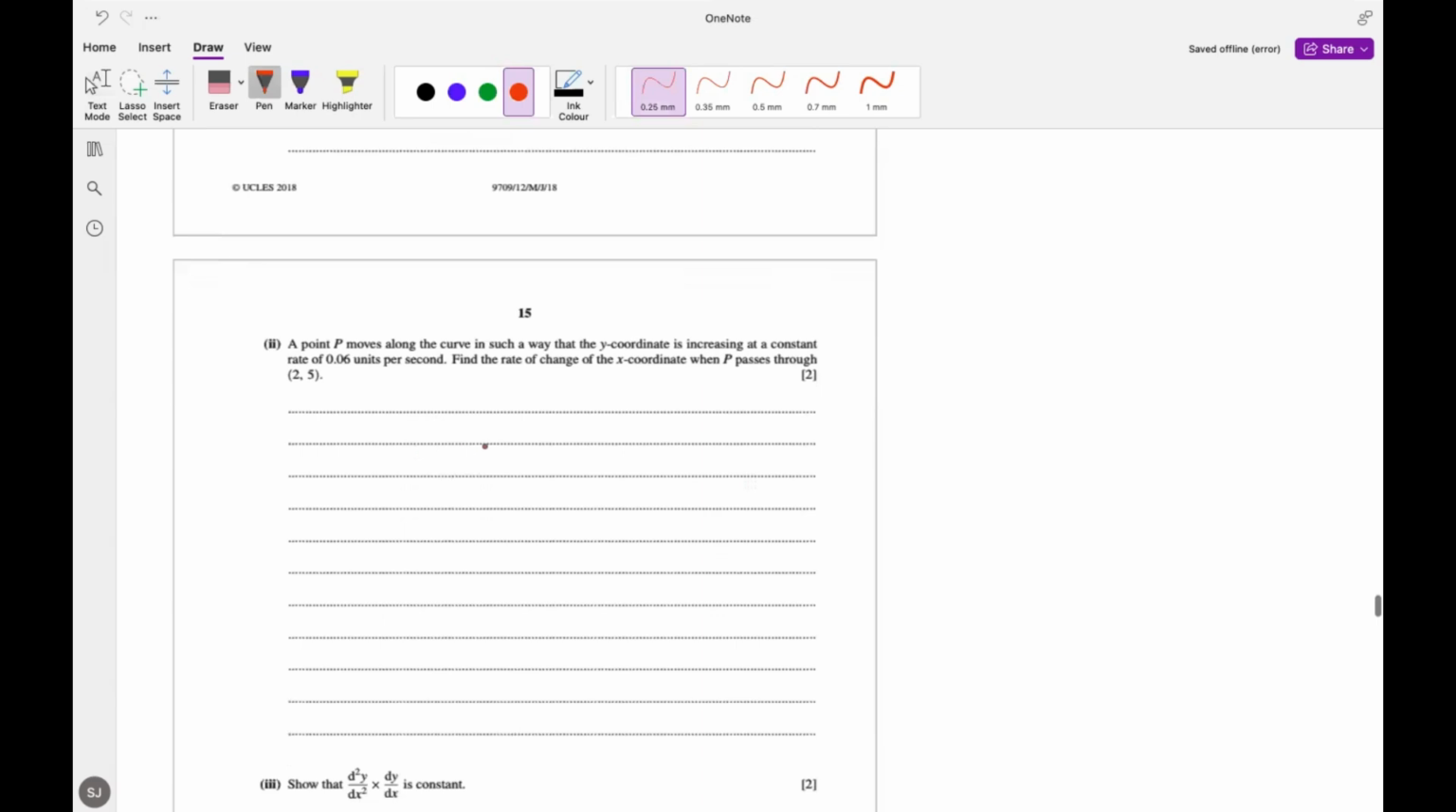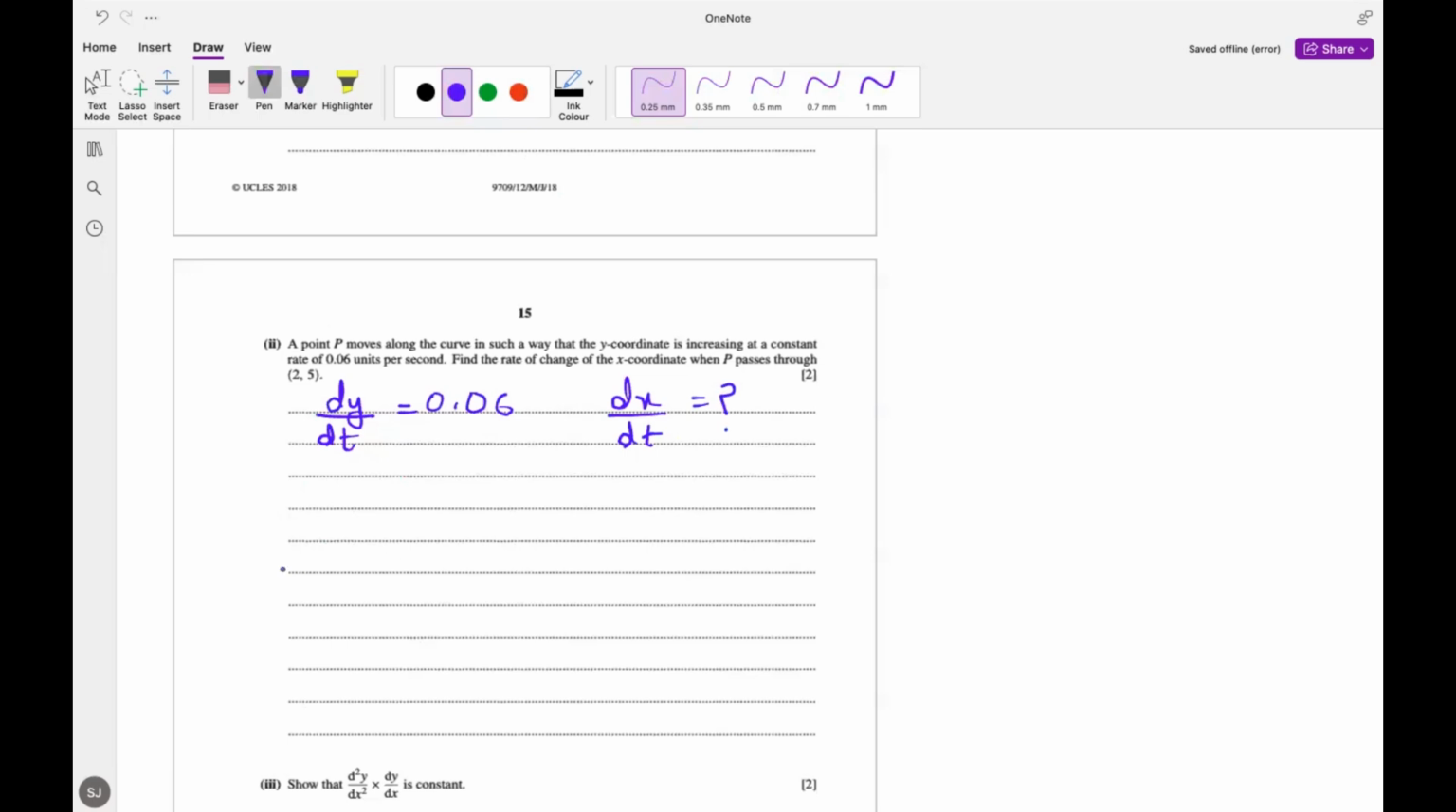In part 2, point P moves along the curve in such a way that the y coordinate is increasing at a constant rate of 0.06. Now, y increasing at a constant rate means that dy by dt is given as 0.06. We have to find the rate of change of the x coordinate, which means that dx by dt is an unknown.